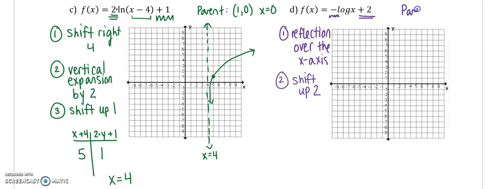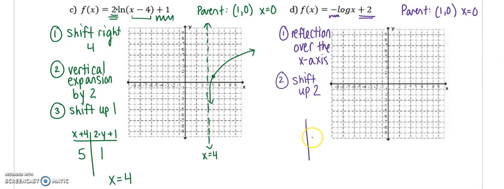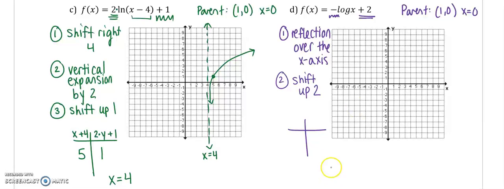So again, my parent is 1, 0 and x equals 0. So if I want my new one, x, well, nothing's happening to x because there's nothing inside, so x is staying the same. But y, I am reflecting, that's putting a negative in front of, and then shifting up 2, that's adding 2. So my parent point, the x stays the same, it's just 1. The y, I'm going to do negative 0, well, that's still 0, and then add 2, so 2.